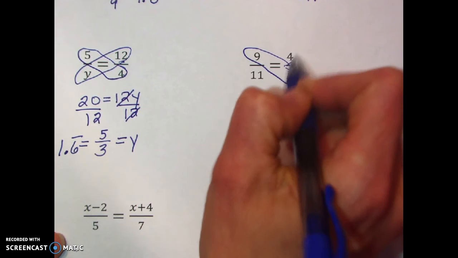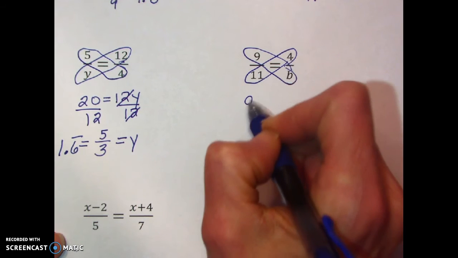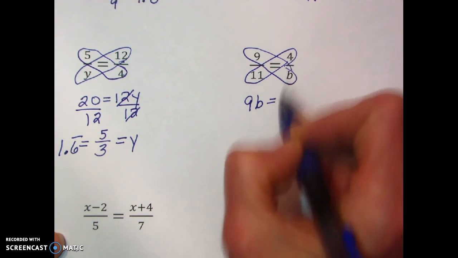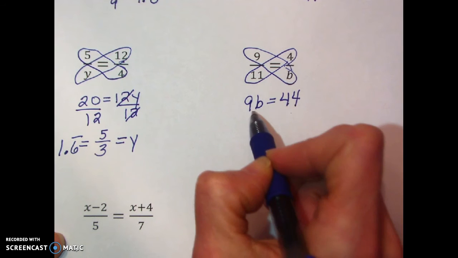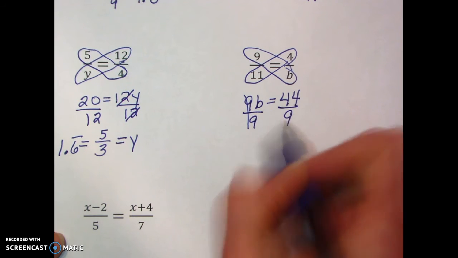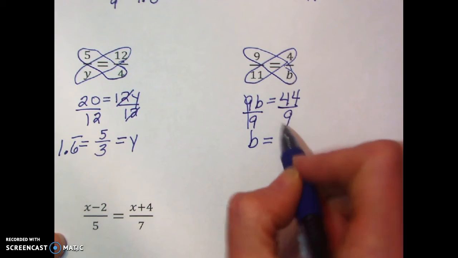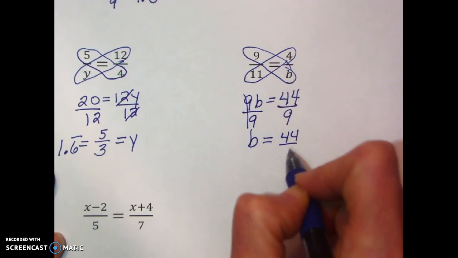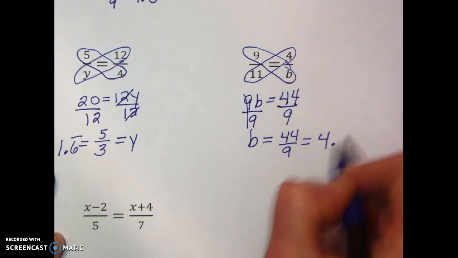One more before we do the doozy. 9 times b is 9b, 11 times 4 is 44. To get the b by itself and get rid of the 9, you will divide by 9 on both sides. 44 divided by 9, or if you want the decimal, 4.8 repeating.